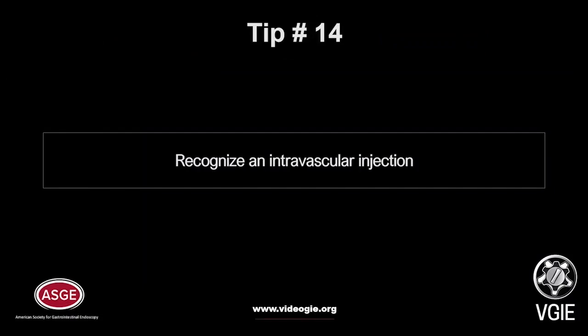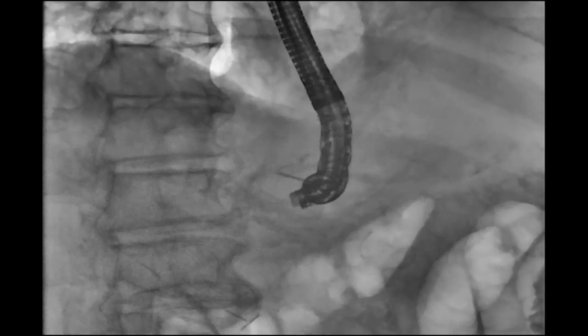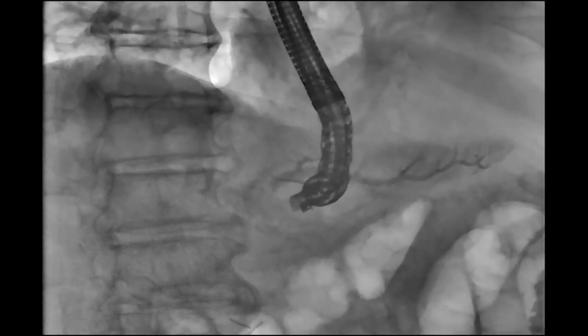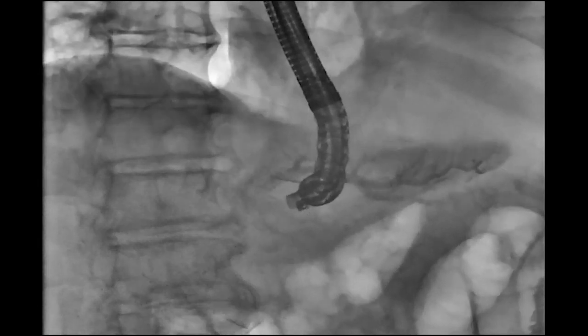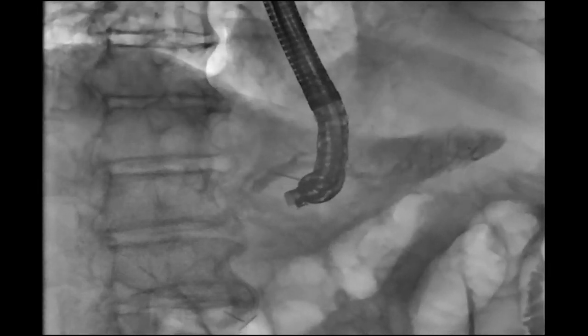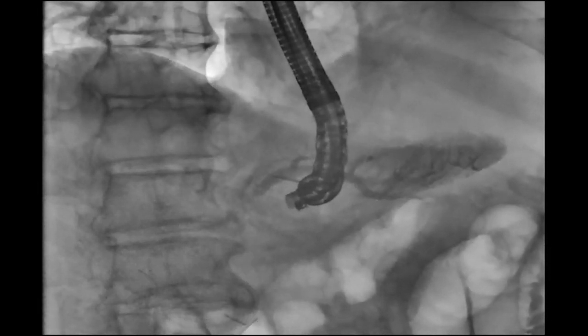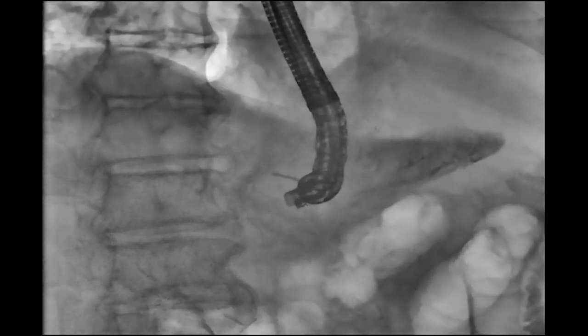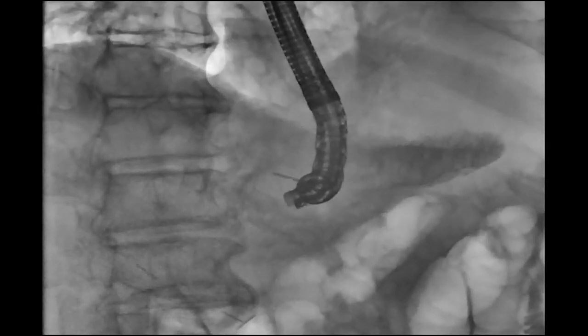Recognize an intravascular injection. Prompt recognition of an intravascular injection is important. As is seen here, soon after the injection, the contrast follows a typical vascular arborization pattern and pools in the parenchyma of the left lobe. This should be promptly recognized and the needle should be repositioned.